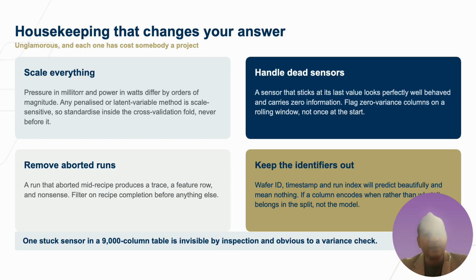And keep identifiers out of the model. Wafer ID, timestamp, run index: every one of them will predict beautifully on a random split and mean absolutely nothing. That last point is the seed of next lecture. If a column encodes when rather than what, it belongs in how you split the data, not in the model.